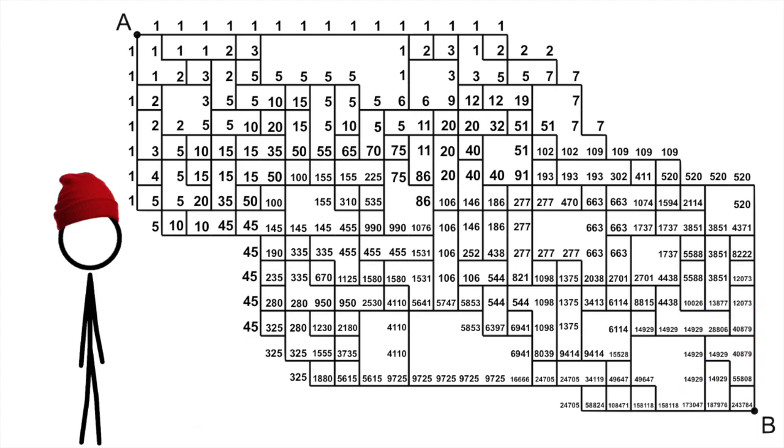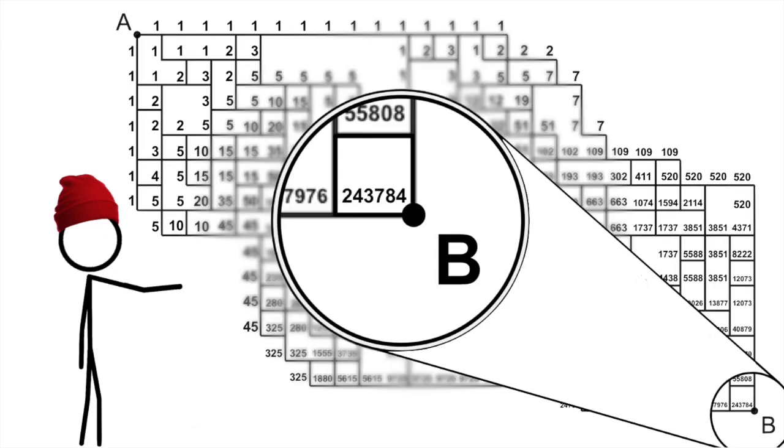And it's finished! Finally! But I can't see, it's too small. Magnify! Yeah. Wow, would you look at that? A whopping 243,784 ways, different ways, to get from A to B. Jesus Christ, that is a lot of ways. Okay, now you know.